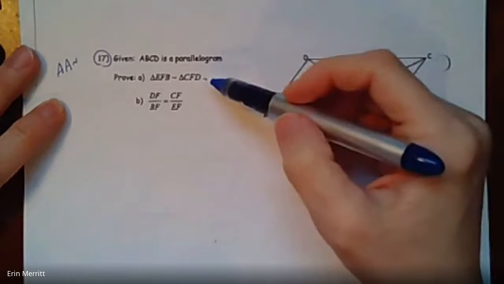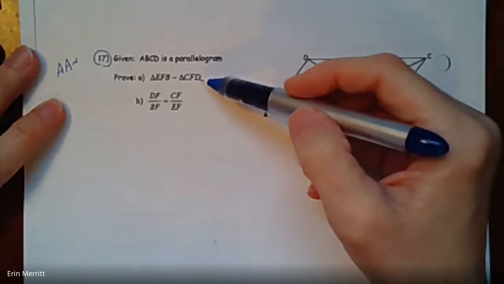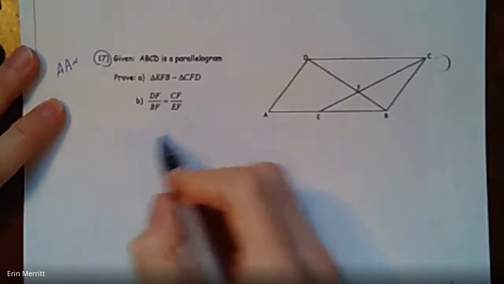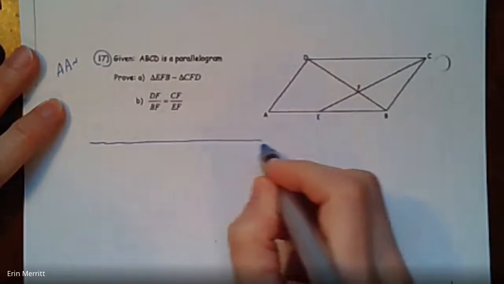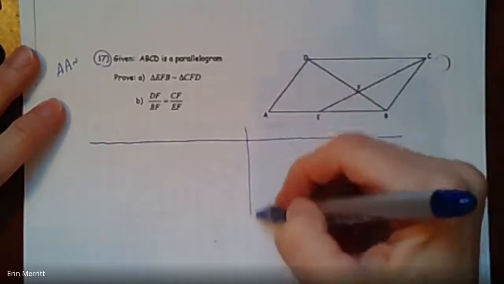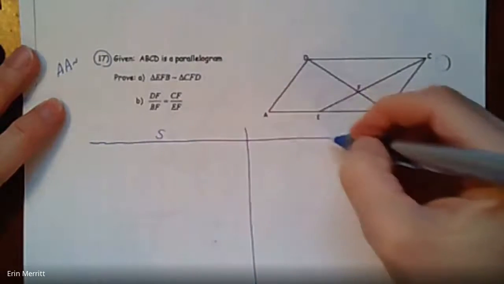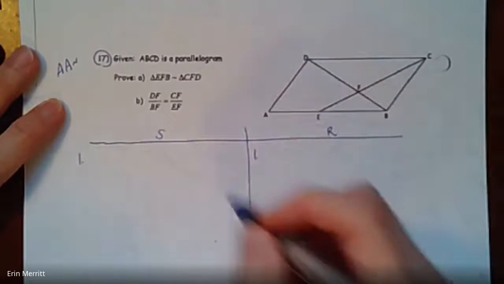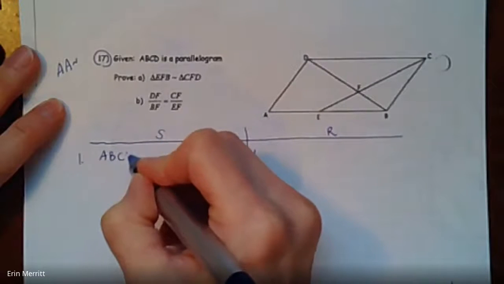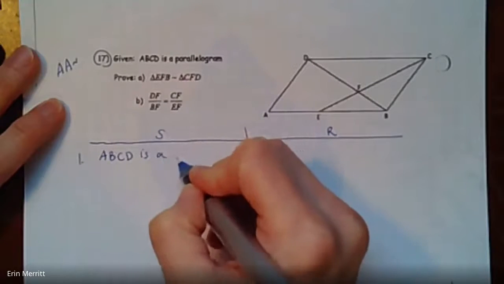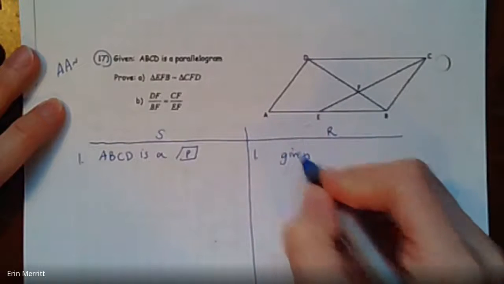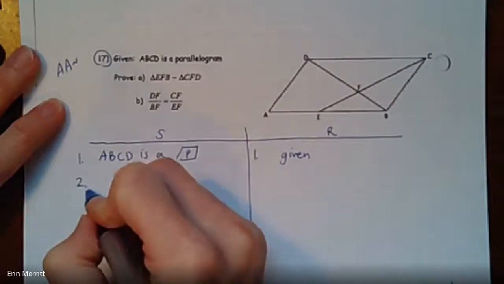And this one has 2 pieces. They're clarifying they want you to prove these triangles similar and then be able to say those proportional parts. So it kind of covers everything in one proof, which is why I picked this one. So give yourself your columns, so your statements, your reasons, and then get that very first given in there. So ABCD is a parallelogram. Feel free to write it out or just draw a little parallelogram with a P in it.